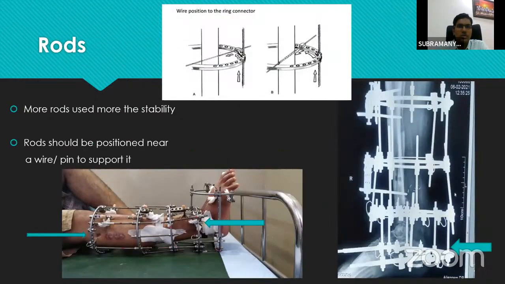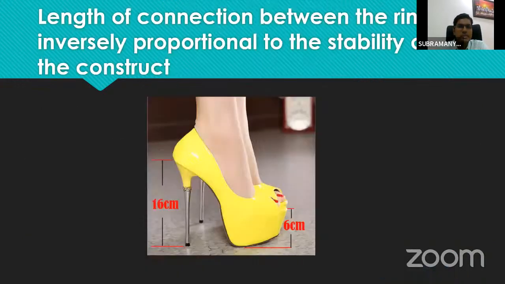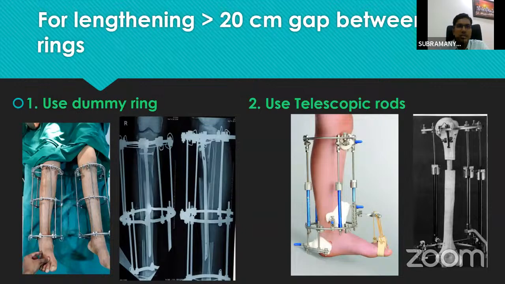So the more the number of rods, the more the stability of the frame. So normally, ideally, at least use 4 rods between 2 rings. Here in this case, I wanted more stability, so I have used around 6 connecting rods for additional stability. So the connecting rods, if they are longer, then it creates instability. So here you can see when the length is more than 20 centimeter between the rings, you try to use a dummy ring in between.